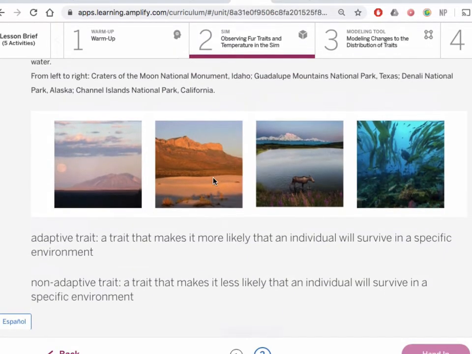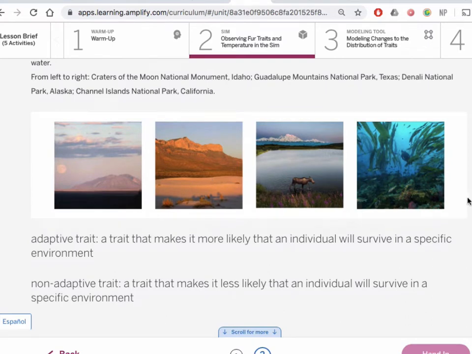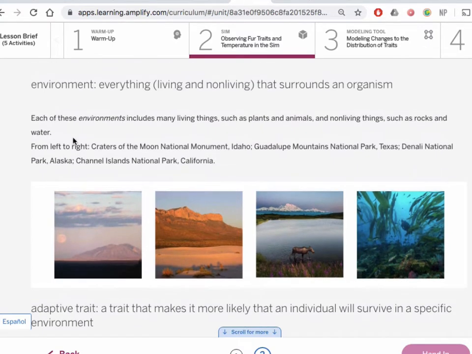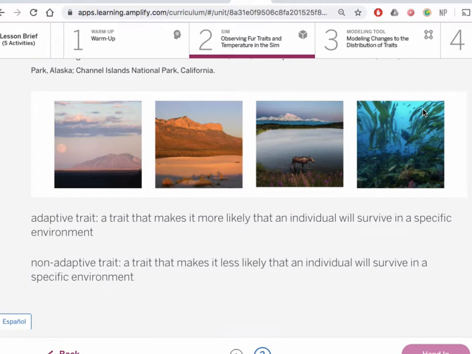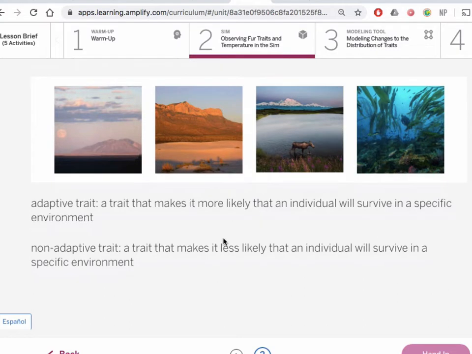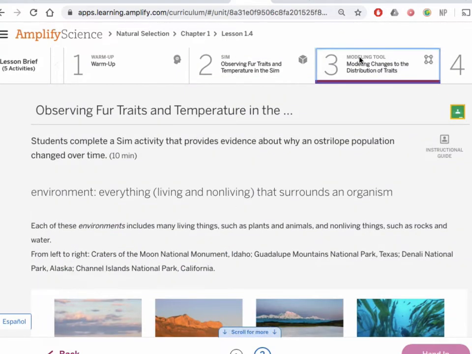Okay, in part 2, this is just a concept that we've gone over a little bit in class. An environment is everything living and non-living that surrounds an organism. So the environment in our simulation is like that little island that's floating. An adaptive trait is a trait that makes it more likely that an individual will survive. A non-adaptive trait is a trait that makes it less likely that an individual will survive. And this is basically the same thing as an adaptation that we talked about in class, the adaptations of the paper bird, the adaptations of the animal that you printed out. Nothing to answer here, but let's keep moving.